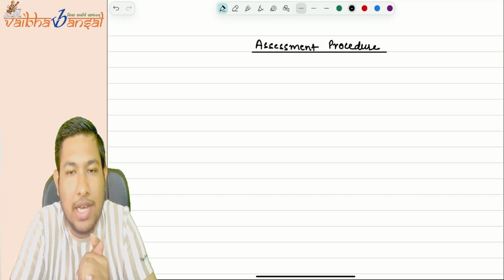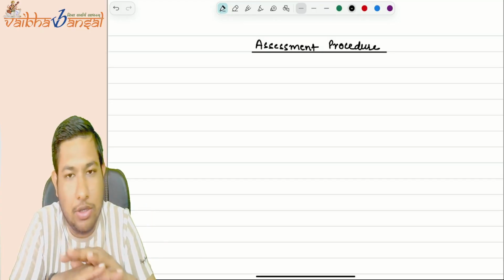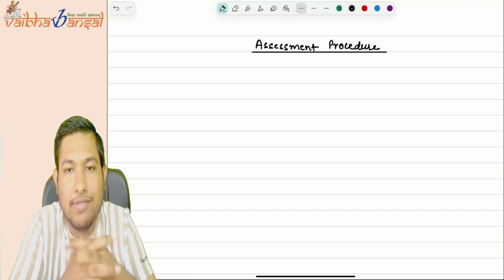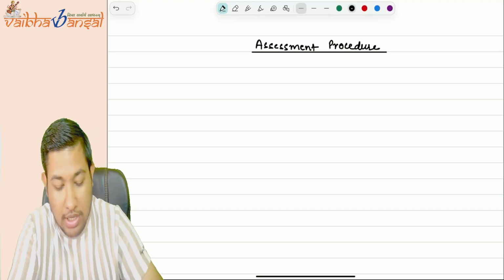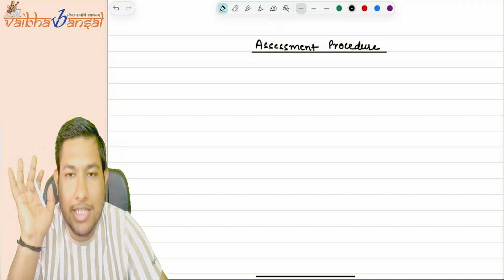So, starting with the assessment procedure. Yesterday we completed the income tax authorities chapter. Okay, so starting with the assessment procedure, before starting it, let me introduce what is covered in this particular chapter.